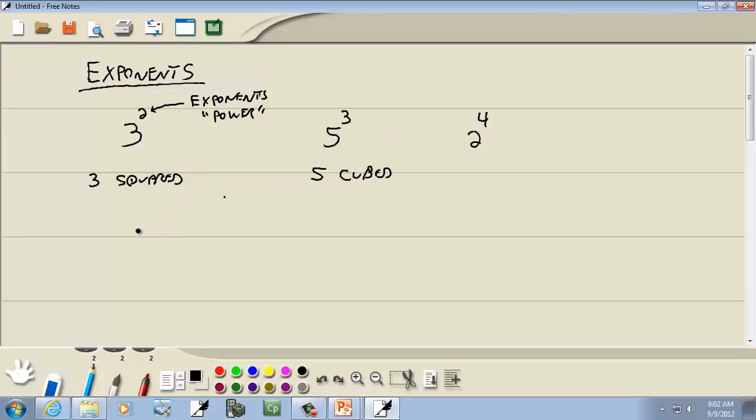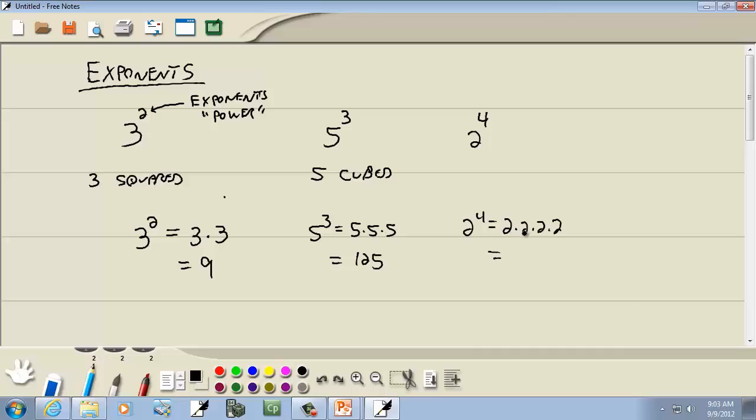Now, what does it mean? Well, if I have 3 squared, for example, that exponent tells me how many times I'll multiply 3 times itself. So 3 squared would be 3 times 3, or 9. 5 to the third, the exponent's 3, so we're going to have 3 5s. Well, 5 times 5 is 25, times another 5 is 125. And 2 to the fourth, since the exponent's 4, we'll have 4 2s. 2 times 2 is 4, times another 2 is 8, times another 2 is 16. So that's what an exponent does.